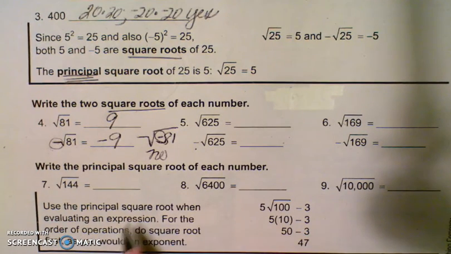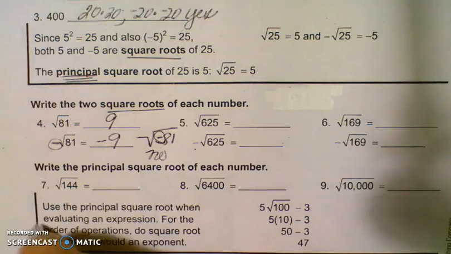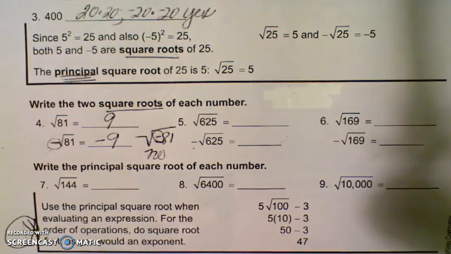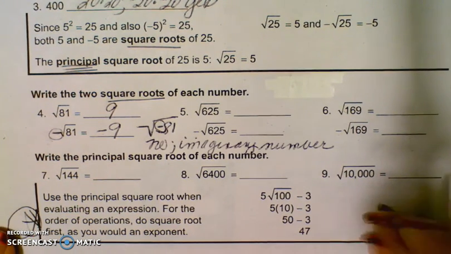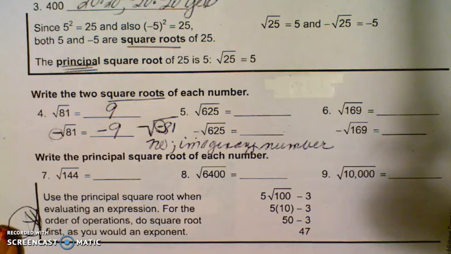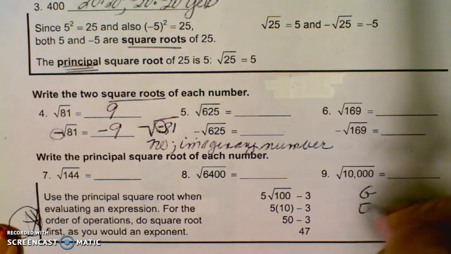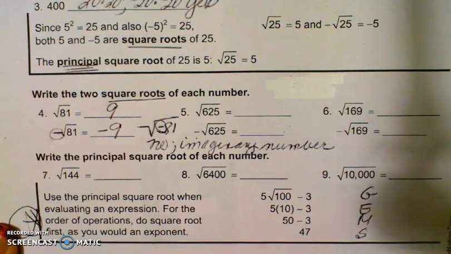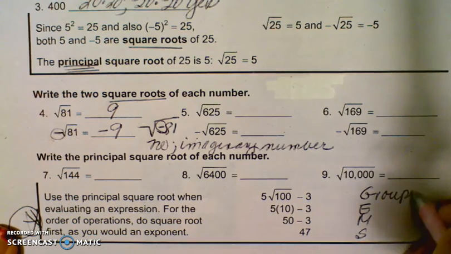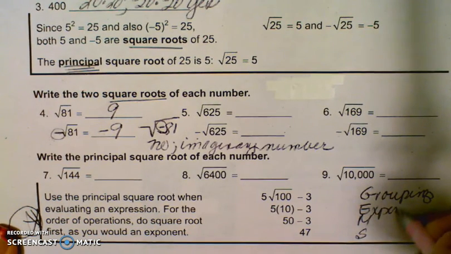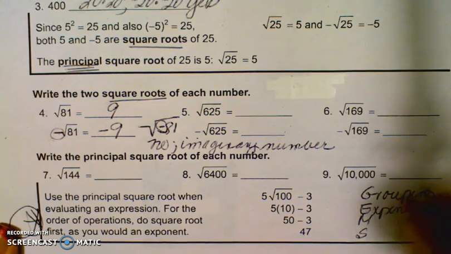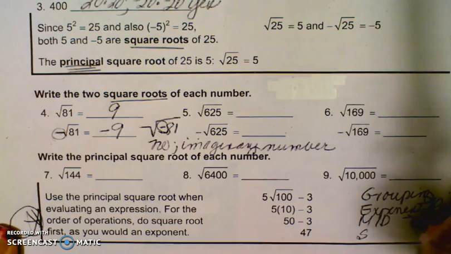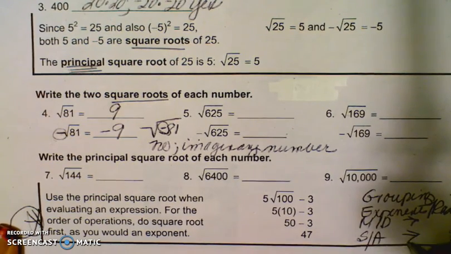Okay, the last thing I want to review here is down here where they're talking about when you have radicals within an expression. Whenever we're simplifying any expression, we always follow the order of operations. And we talked about using the acrostic GEMS, right, for groupings, exponents, and radicals. Then we will either multiply or divide from left to right, or subtract or add from left to right.